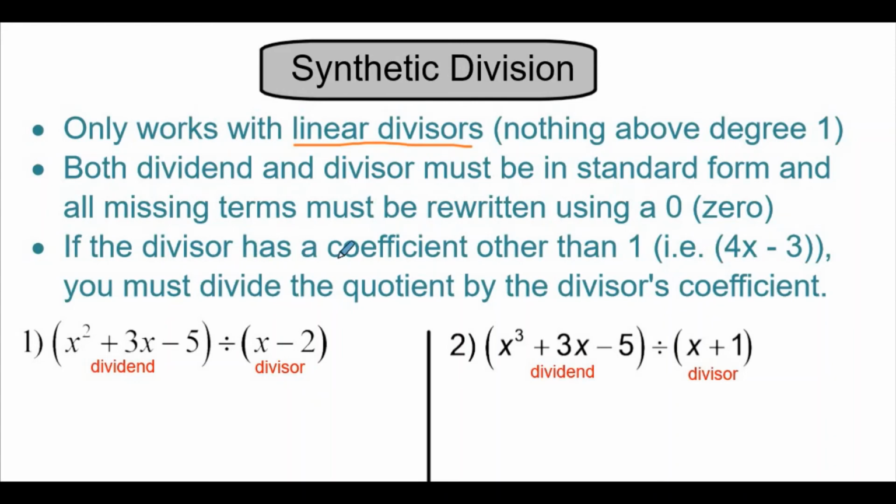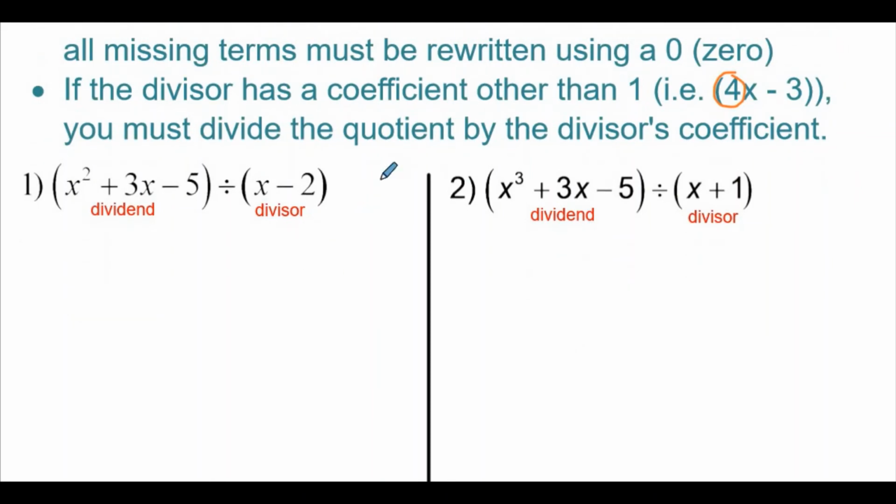If the divisor has a coefficient other than 1, you must divide the quotient by the divisor's coefficient. What that is saying is there's a problem when you have a number in front of the x. So the first two examples don't have that, and then we'll look at those problems. So let's learn the process.